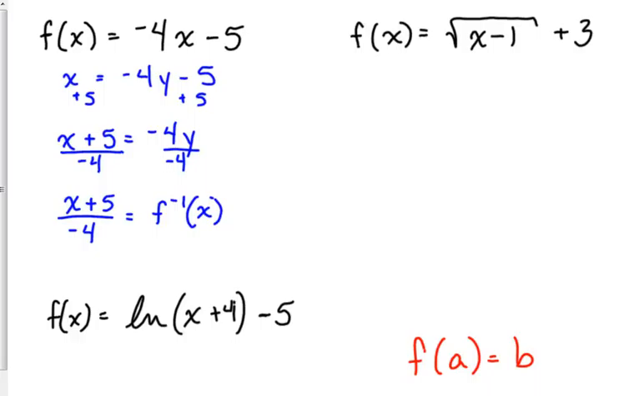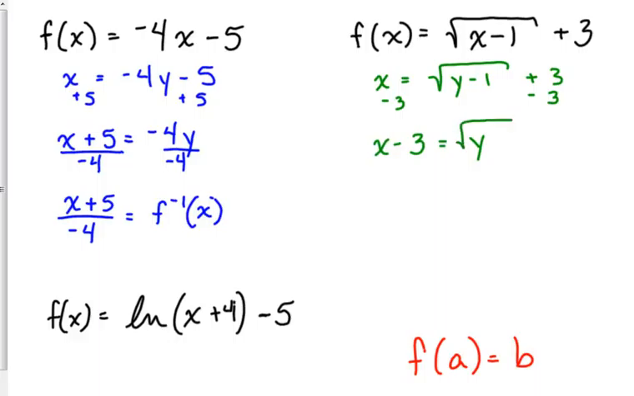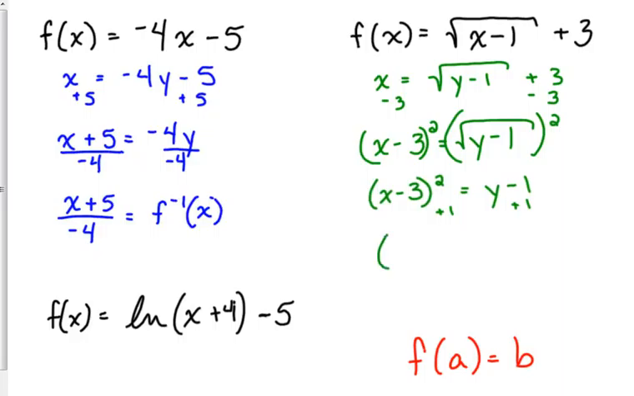Okay, so let's look at f of x is equal to the square root of x minus 1 plus 3. The plus 3 is outside of that radical. So switch x and y. Solve for y. Step 1, subtract the 3. Y is under a square root, so square both sides. Make sure you put parentheses around that other side. And then finally, we add 1 to both sides. So x minus 3 squared plus 1 is equal to the inverse.